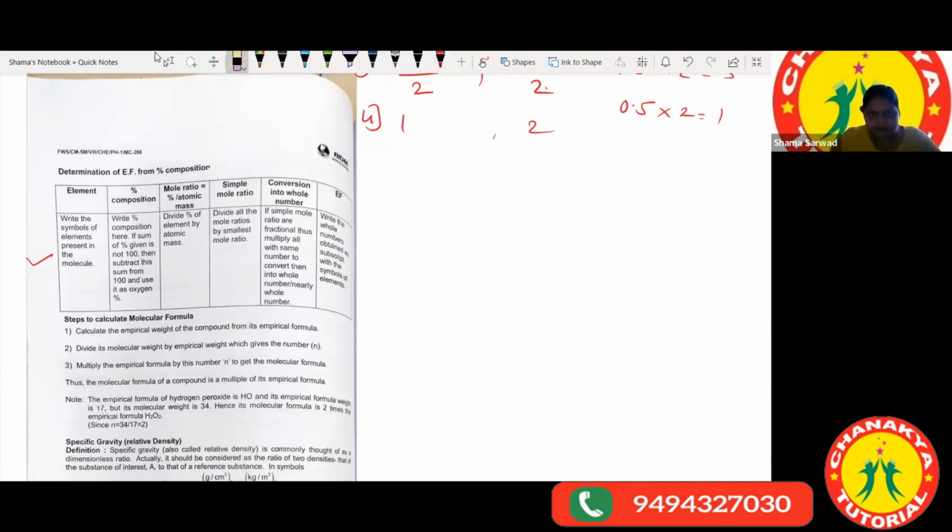Suppose they give you the formula of sucrose. We know the formula of sucrose; yesterday only we discussed it. That was what?